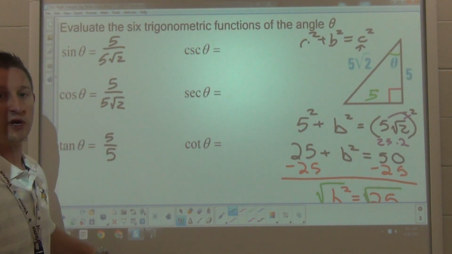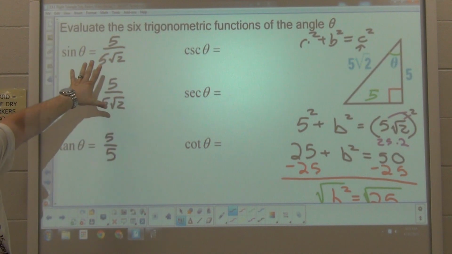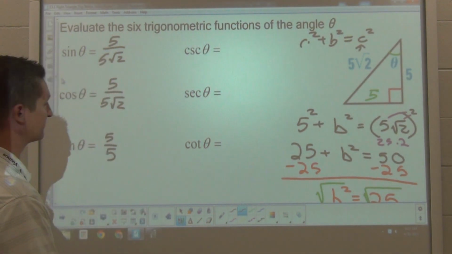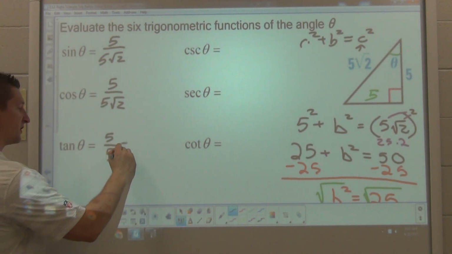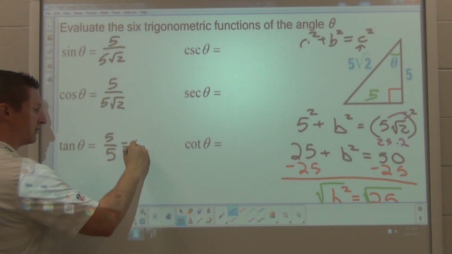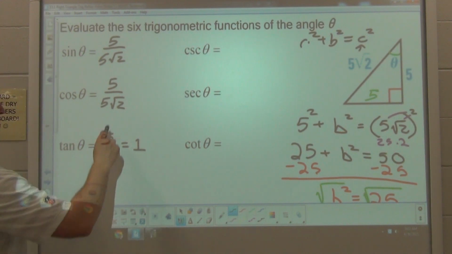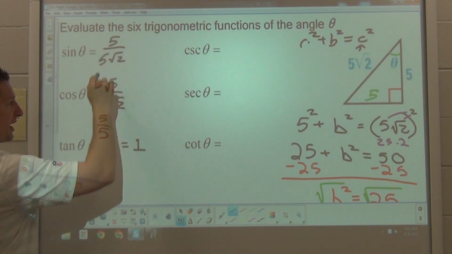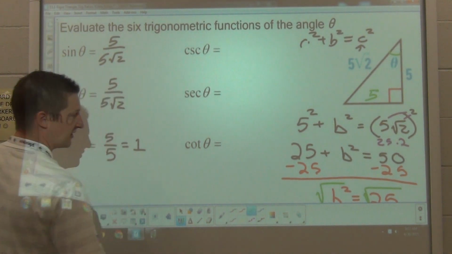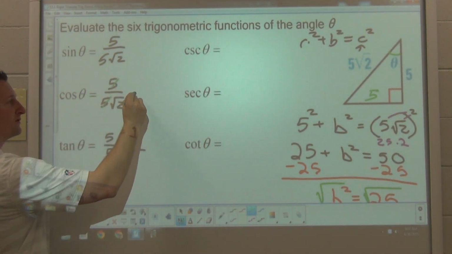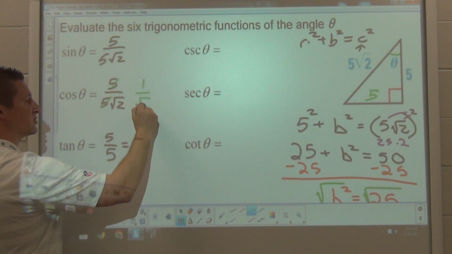Now, we don't leave our fractions like this. This is not simplified, this is not nice and clean, so we're going to simplify each of these. Starting with the easy one at the bottom. Tangent of theta, 5 over 5, that's equal to 1. There we go, that's all I have to put is 1. Now, for cosine, as I simplify this expression, notice that I have 5 divided by 5. If I cancel that, I get 1. So now I have 1 over the square root of 2.